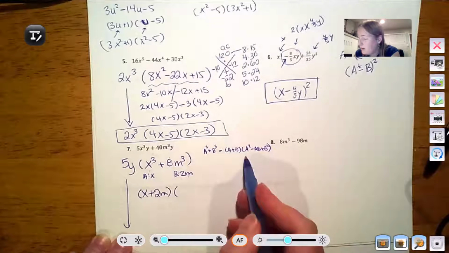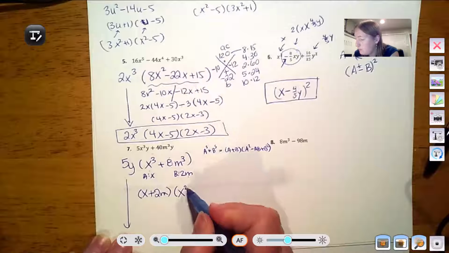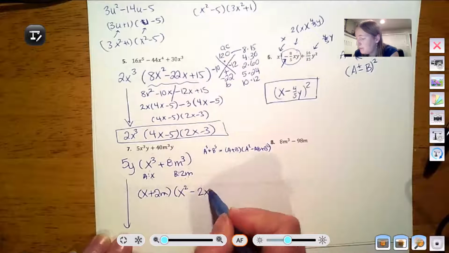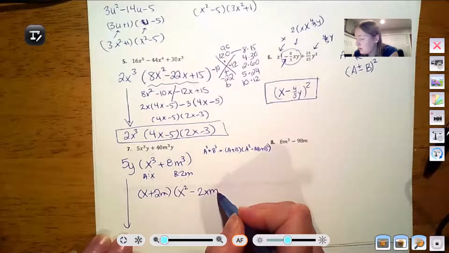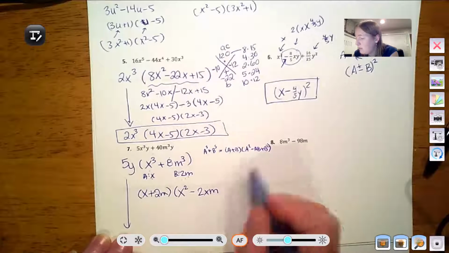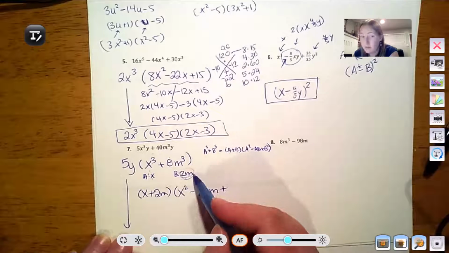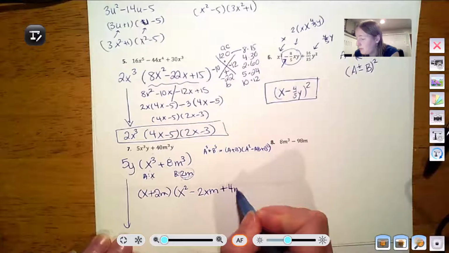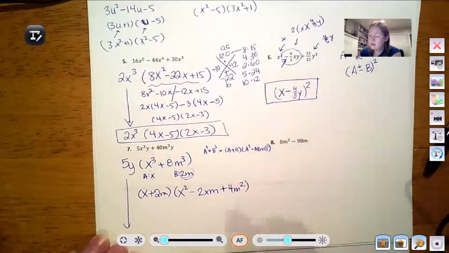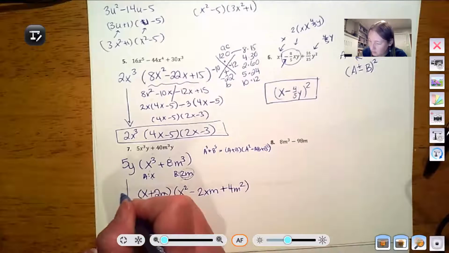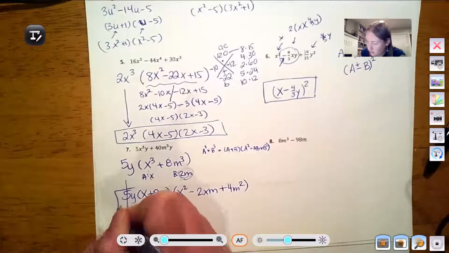Then I'm going to square the a, so I'm going to have x being squared, minus my a times my b, so 2xm. And then plus my b squared. Now when I square this, I'm squaring the 2 and the m. I'm squaring that quantity, so it's 4m squared. And so last but not least, we put the 5y. In fact, I'll just squeeze it in right there.